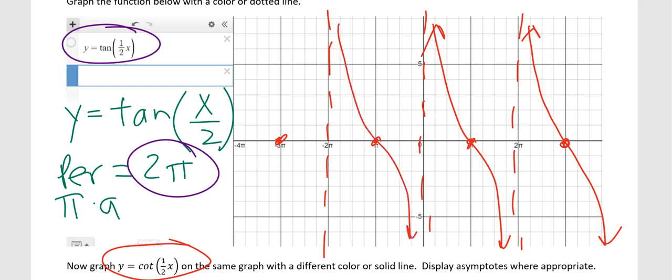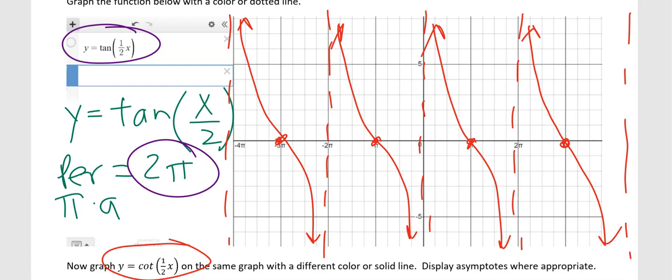So, say that again. Negative tan, if you're trying to talk about if we started with negative tan and then we switched it to cotangent, yeah, it would be reversed. So the negative cotangent kind of looks like a tangent.